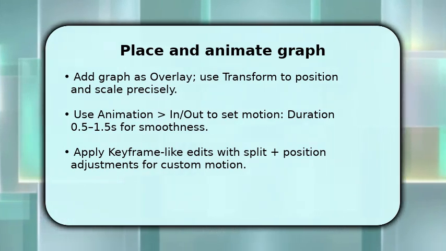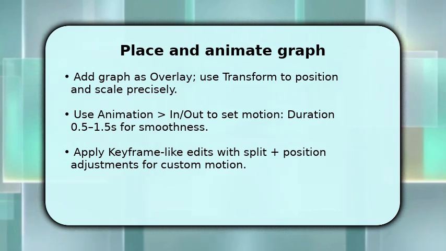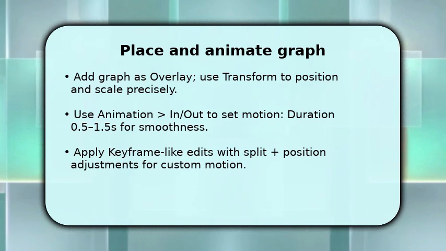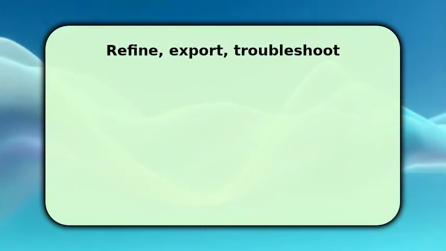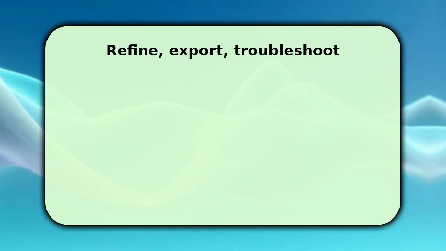Finish by adding concise text labels and subtle opacity fades so the graph reads instantly. You want viewers to grasp the trend within seconds. Once satisfied, export using H.264 at 1080p and 8-12 Mbps to keep lines crisp without huge files.